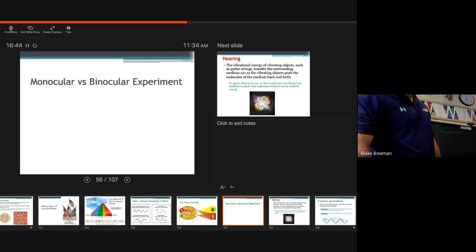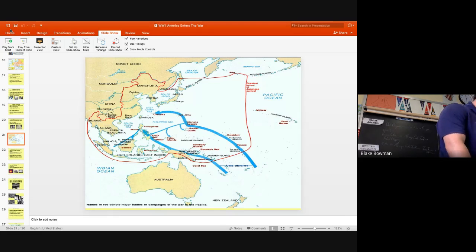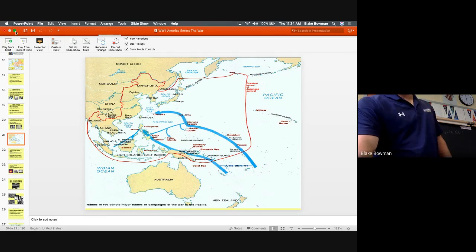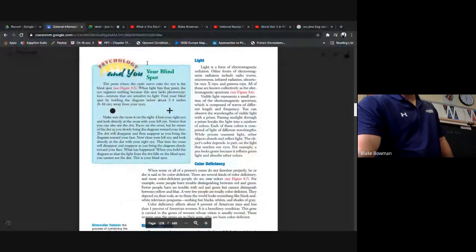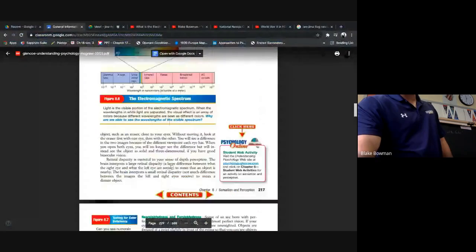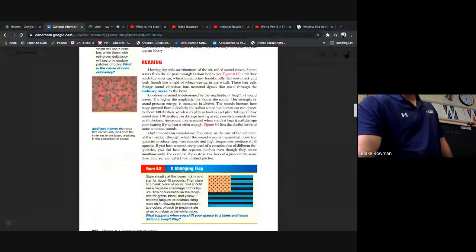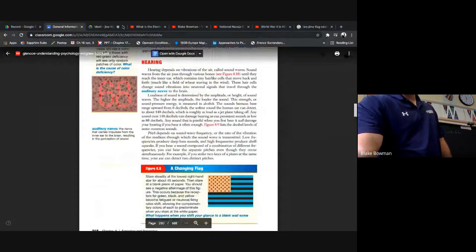Look out. All right, you guys want to try this real quick with the changing flag, figure 8.8? It's on page 218. We'll check that out real quick. And that's it for today, everybody. Check that out on 218 for those of you at home. It's right here, changing flag. No assignment.